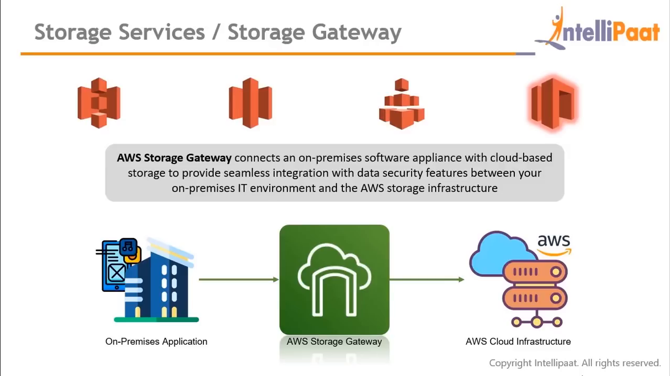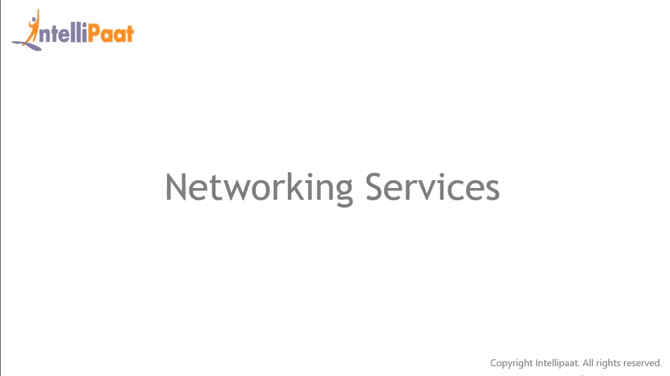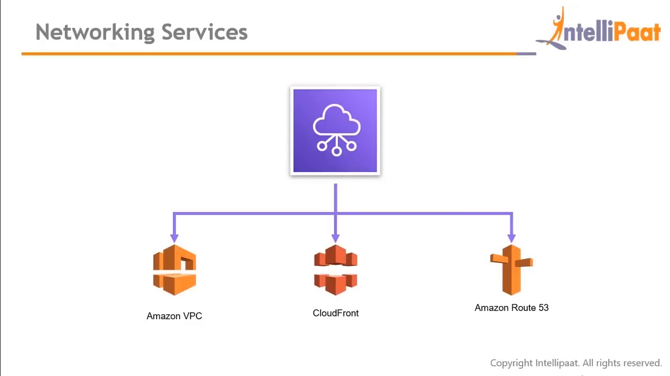Now let us move on with the next service domain. Networking is the next service domain. Networking's most used services are Amazon VPC, CloudFront, and Amazon Route 53. Let us look at them one by one.